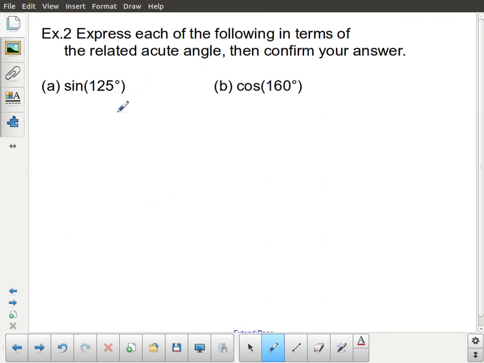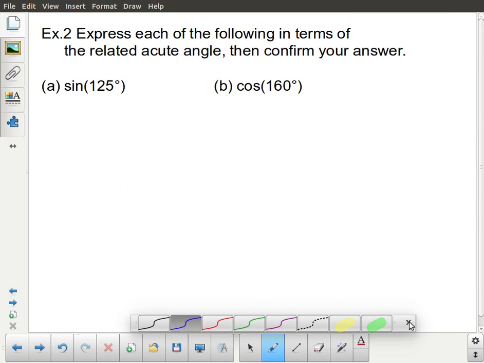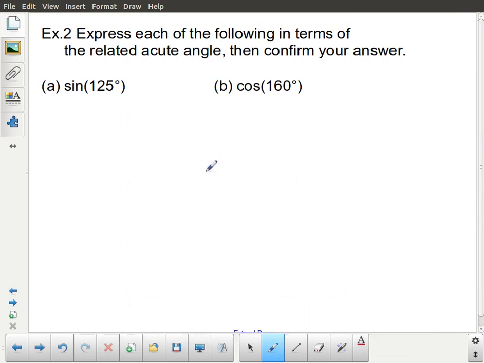All right, now let's move on to something that's a little bit more practical, a little bit more in line with how you'll be using this on a regular basis. Those results that we got are very important, but let's take a look at this in terms of something you're going to be doing quite commonly. Express each of the following in terms of the related acute angle and then confirm your answer, meaning calculate the result. The sine of 125 degrees.